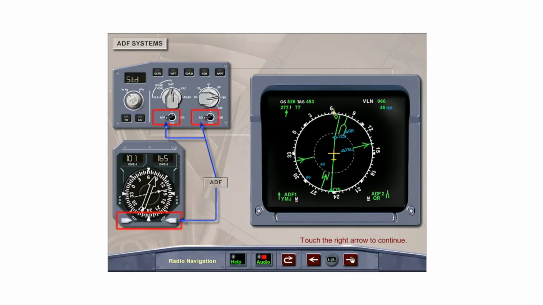The aircraft is equipped with 2 ADF systems which are displayed on navigation displays 1 and 2 if ADF is selected on the EFIS control panel. The DDRMI will display ADF bearing if the associated selector is in the ADF position.